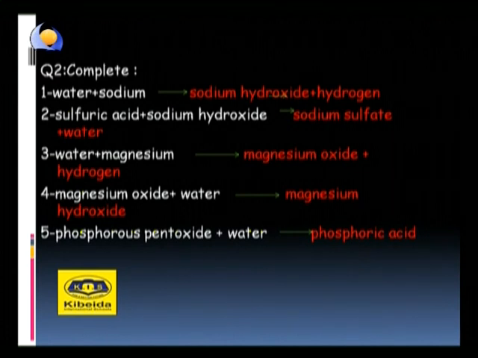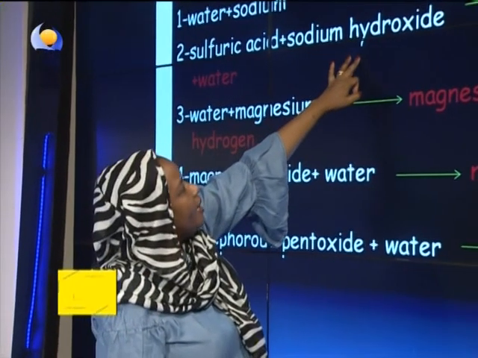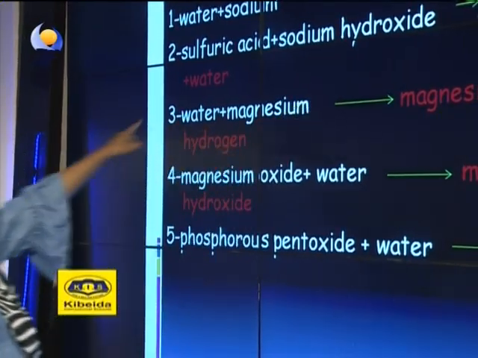Number two, about forming salts. Sulfuric acid plus sodium hydroxide gives sodium sulfate and water. This is the acid rule: acid plus base gives salt and water.